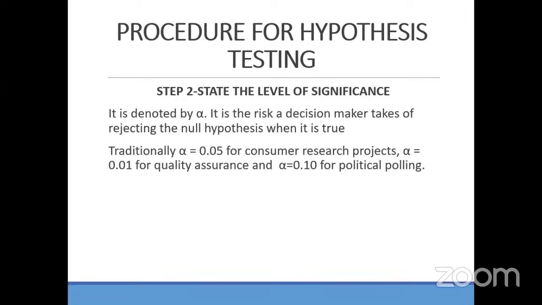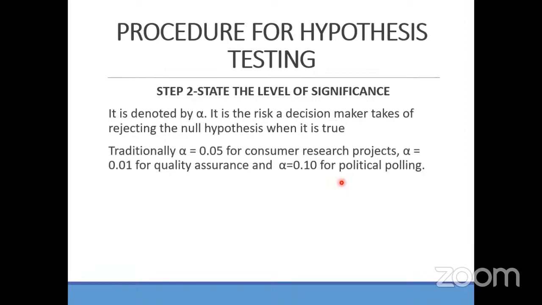Risk of rejecting the null hypothesis when it is true. Traditionally, in the literature, if alpha is not determined, we assume it to be 5%, that means 0.05. For consumer research projects, we take alpha equal to 0.01. For quality assurance, say manufacturing parts, we take alpha equal to 0.10, right? For quality assurance, we take 0.01, and for the pollings and feedbacks and so on, we take 10%.